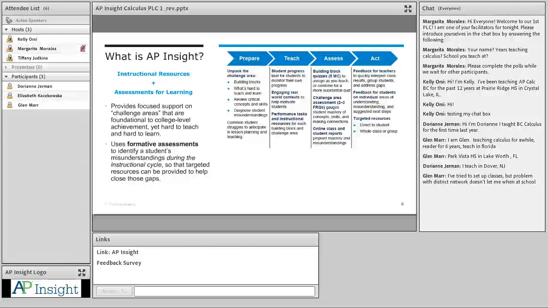And what we're trying to do with these PLCs is provide support for teachers who are either looking for ideas of where to get started or how to use them, or have particular challenges in their own setting or in their own classroom environment that they're curious about, tips and recommendations for how to incorporate AP Insight into their teaching plan for the year. And so that's what we're going to spend our time talking about this evening.